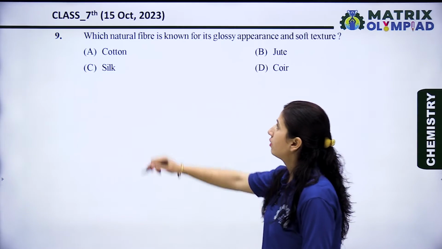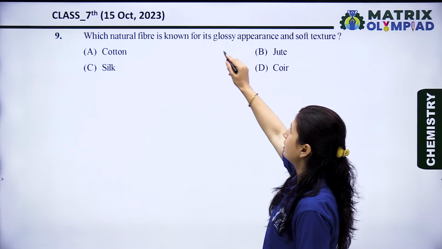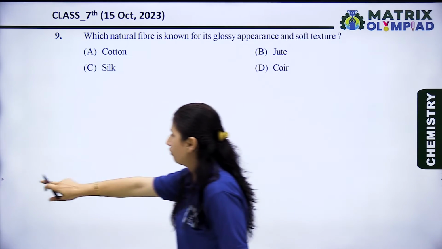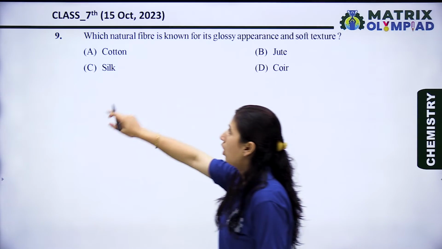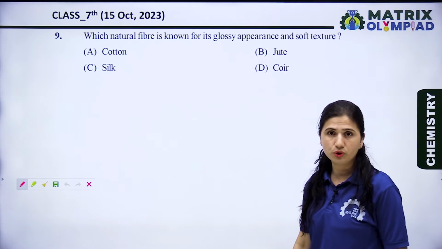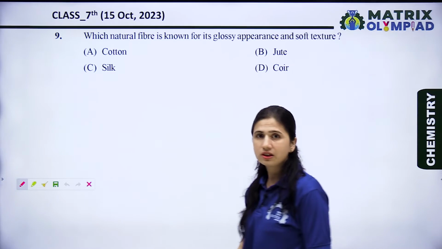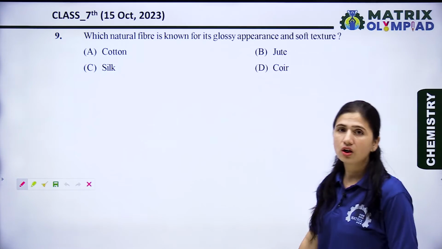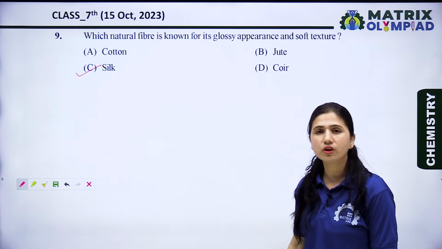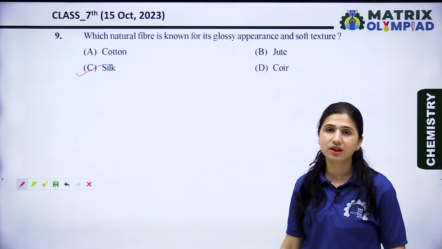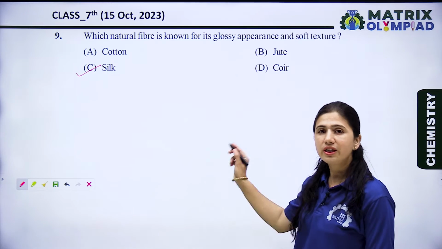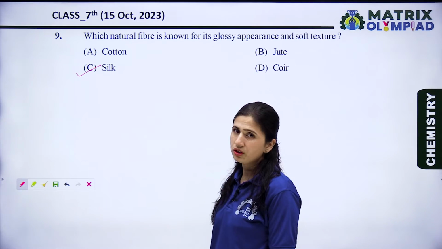The next question is, which natural fiber is known for its glossy appearance and soft texture? Option A is cotton. Option B is jute. Option C is silk. And option D is coir. So option C is the right option for this question.